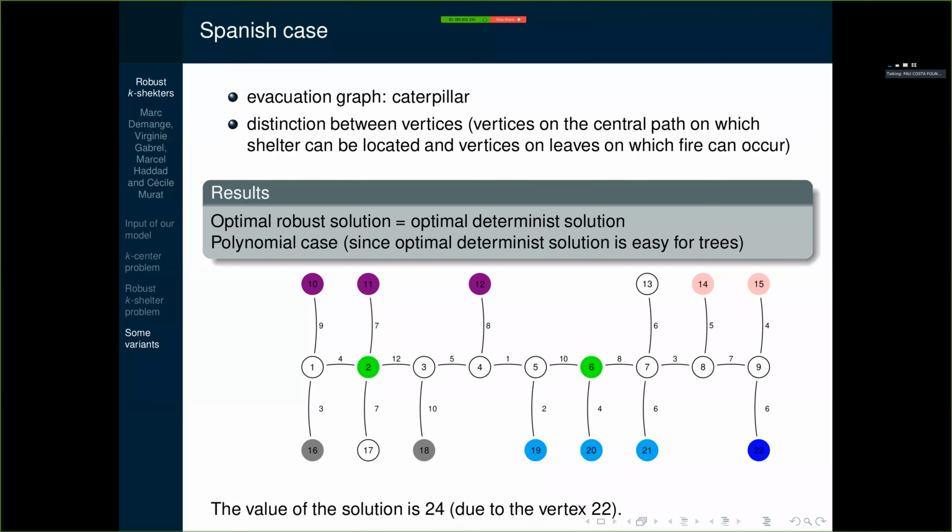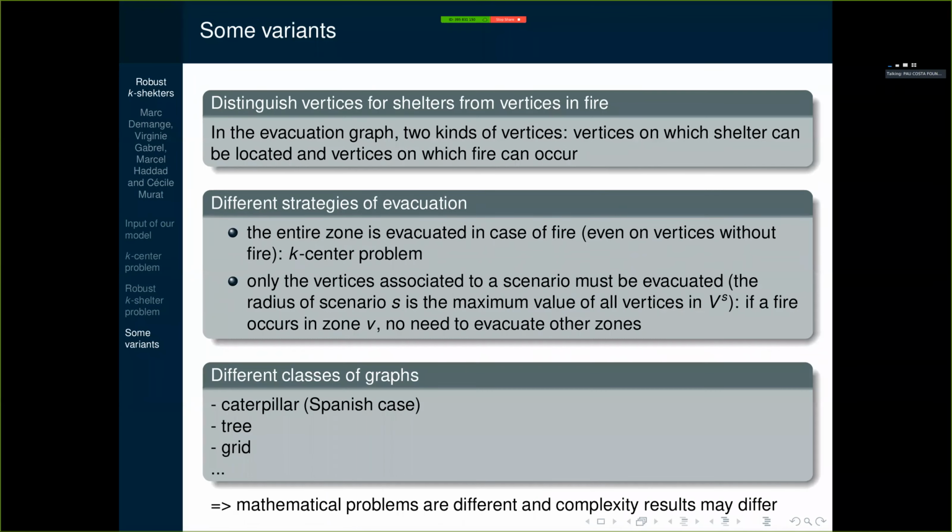And in general, we would like to know what the variants are that we have to take into account. Do we have to distinguish vertices for shelters from vertices in fire? Or is it possible to have a fire and a shelter in the same vertex? What does it mean?